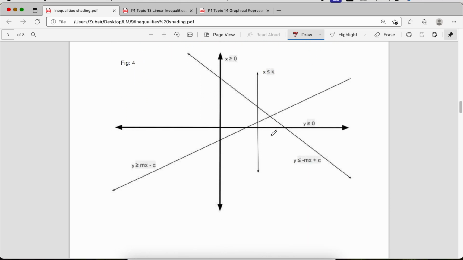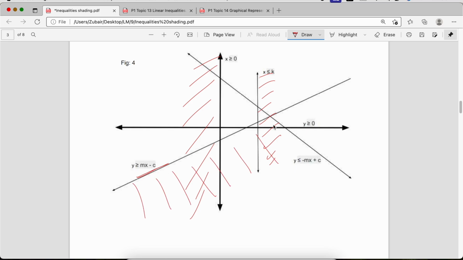Next figure, x is greater than 0 is the right side, we discard the left side. x is less than any particular number, that means left is the region, so we discard the right side. This line at an angle, y is greater than this, greater is the upper side, so we discard the lower side.